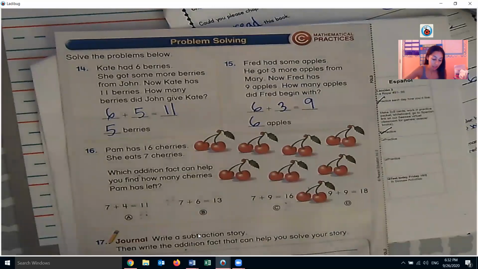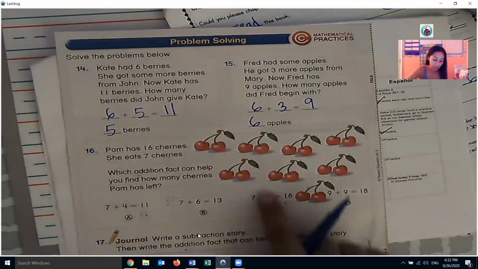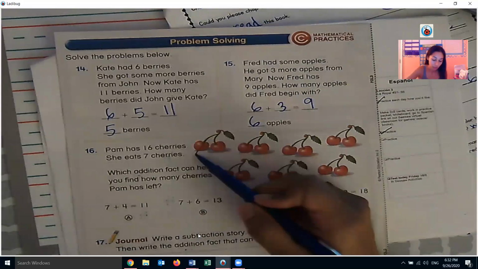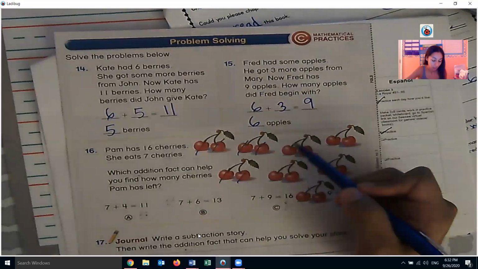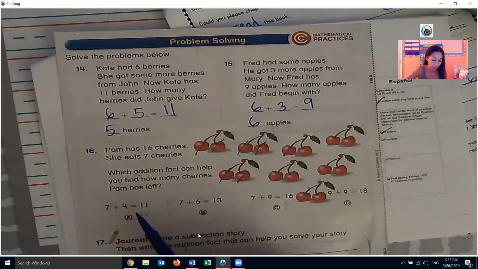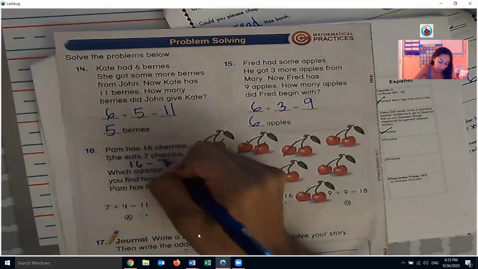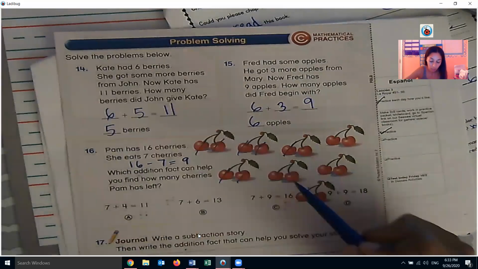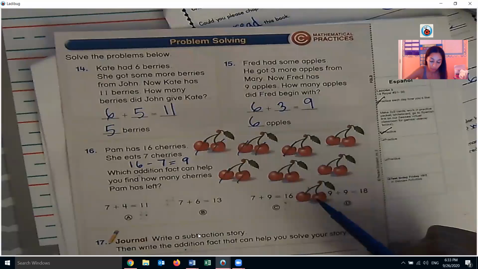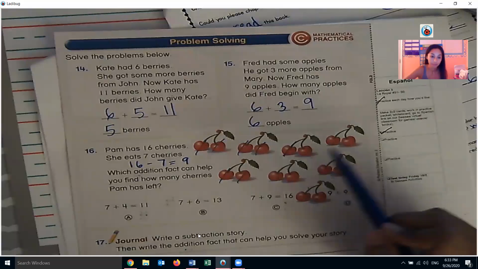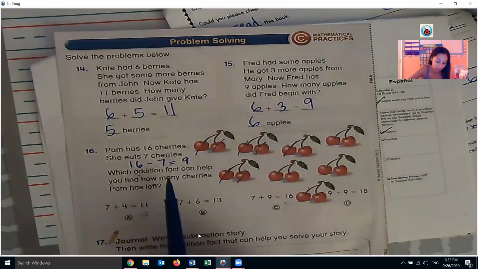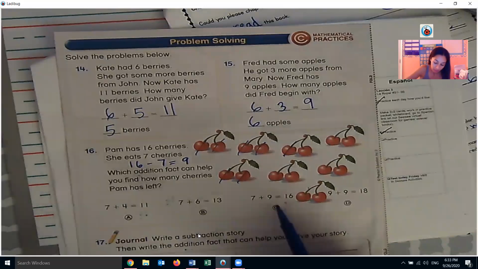Pam has 16 cherries. She eats 7 of them. 1, 2, 3, 4, 5, 6, 7. Which addition fact helps you find it? So if I go 16 minus 7, that gives me 9. And I can double check here. 1, 2, 3, 4, 5, 6, 7, 8, 9. So I want the 7 plus 9 is 16. Letter C is our answer.